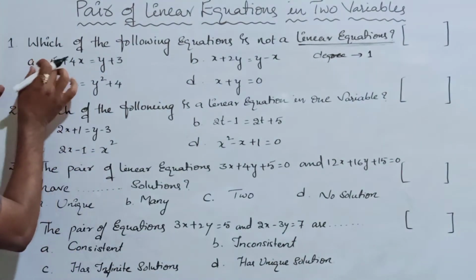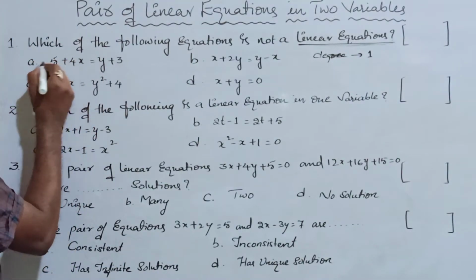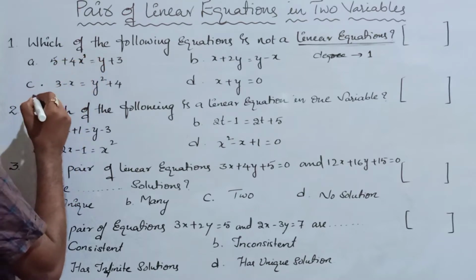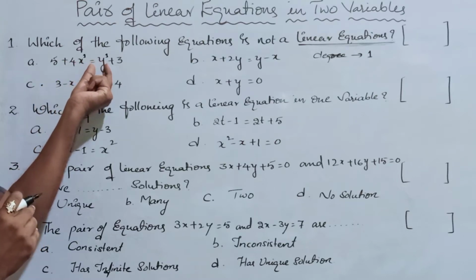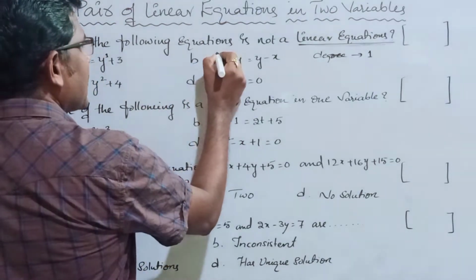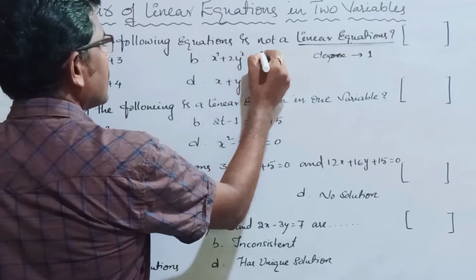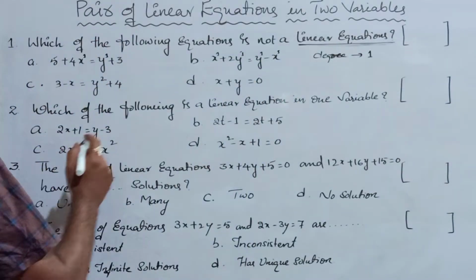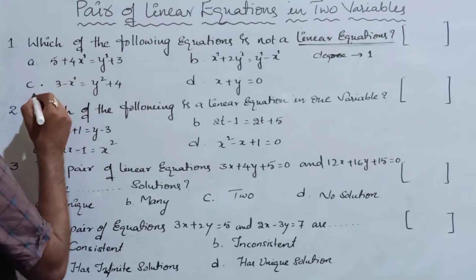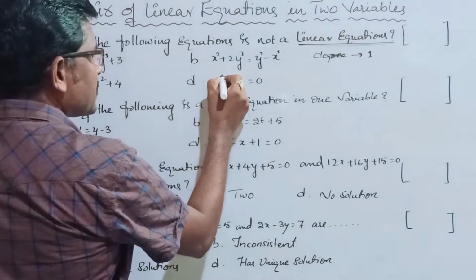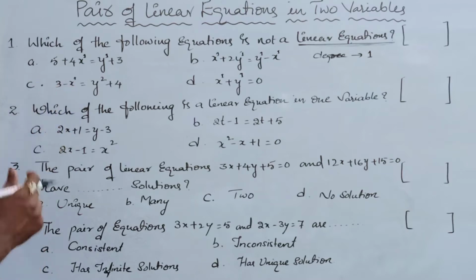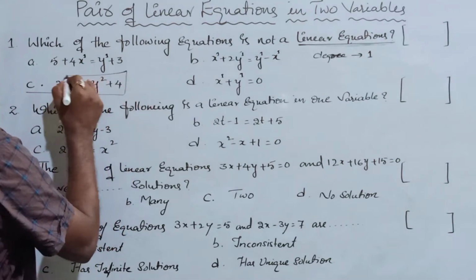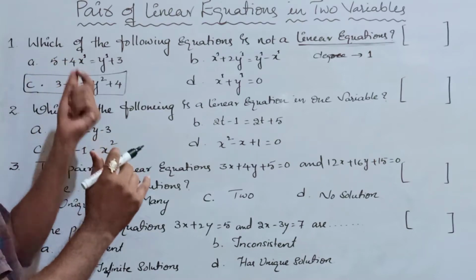So here, looking at the options, in the first option, the degree of variable x and variable y is 1. In the second option also it is 1, 1. In the third option, here it is 1, here 2, and in the fourth option 1, 1. So the degree of an equation is not equal to 1 in option C. So option C is the answer for this question.